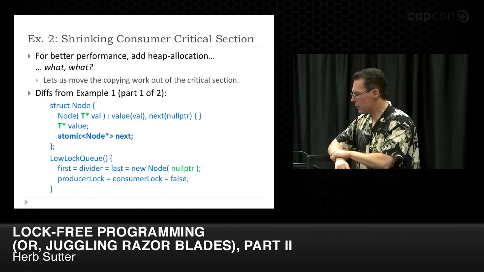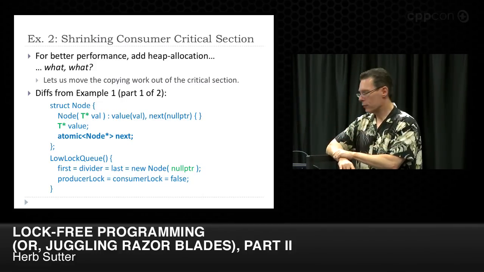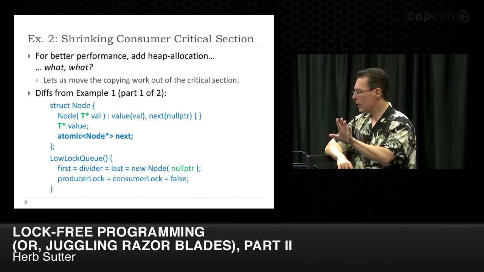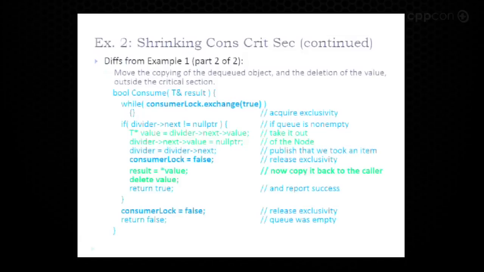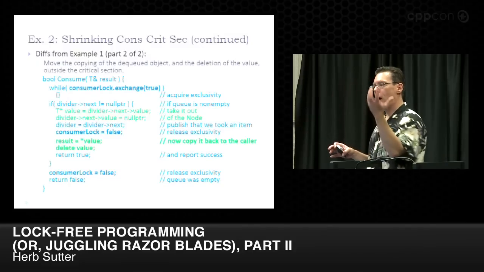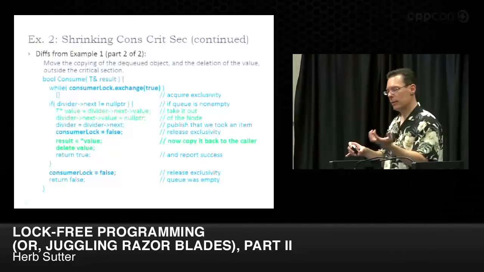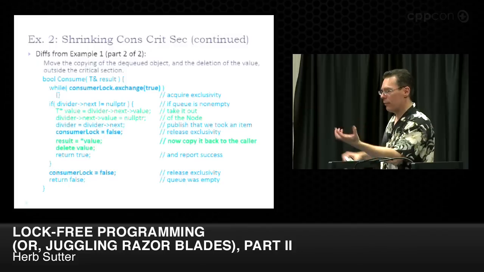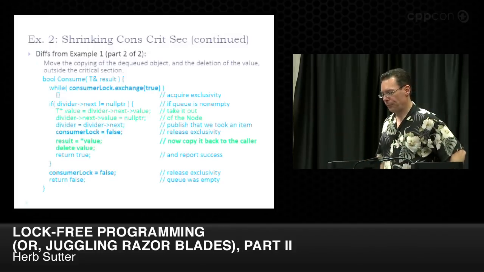So here are the diffs. On this slide and the next are the diffs from the previous example. My node, again, is holding a pointer, a T star, instead of a T by value, initialized null. And the main difference is on consume here. In particular, what I'm going to do is move the copying of that dequeued object and the deletion of the value outside the critical section.